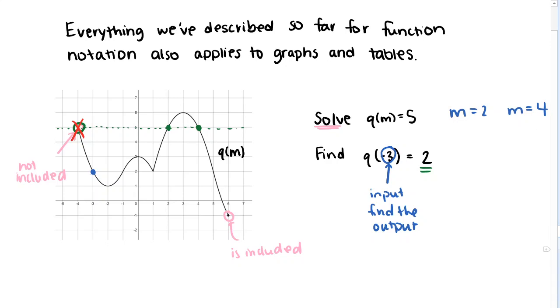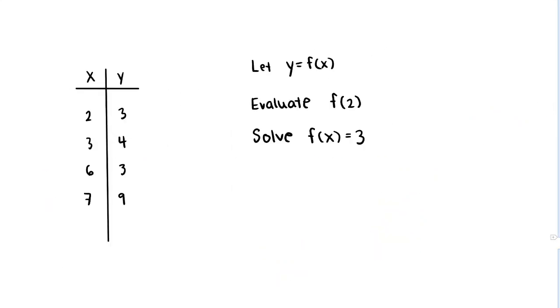Okay, so for tables, we have this table here. I've created this example, and notice that this is a function. We don't see any repeated inputs, so that's telling us that there's not an input that leads to two different outputs or more. So every input has exactly one output. This is a function. Let me label the outputs of this table by this function f of x. So now, when I refer to my function f, I'm talking about the outputs of this table here. Let y be represented by f of x.